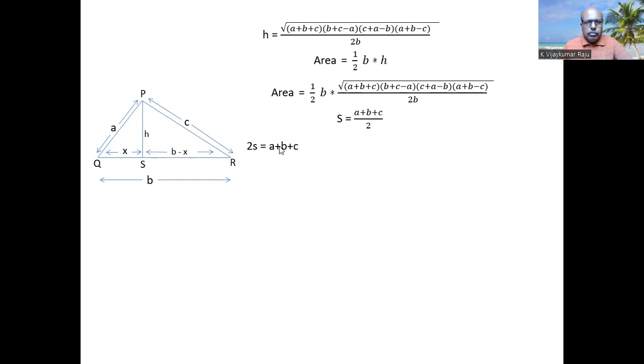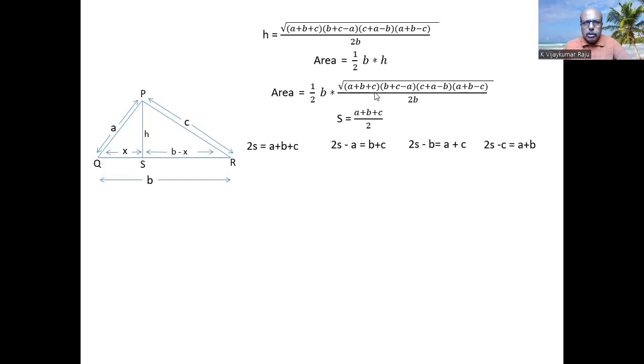Okay. Now, if I take a this side first, what will happen? 2s minus a is equal to b plus c. Now let me take b this side. 2s minus b is equal to a plus c. Now let us take c this side. It becomes 2s minus c is equal to a plus b. Now see, a plus b plus c is 2s. Let us put this way. B plus c is 2s minus a. A plus c is 2s minus b. And a plus b is 2s minus c.